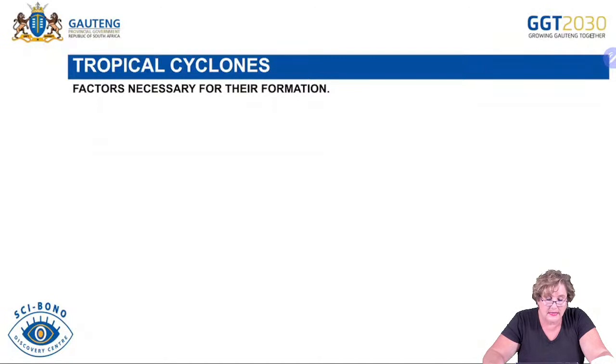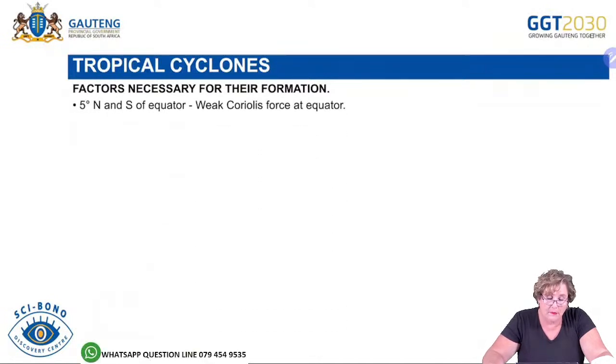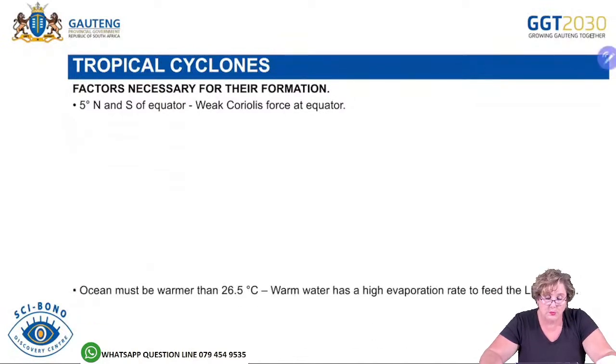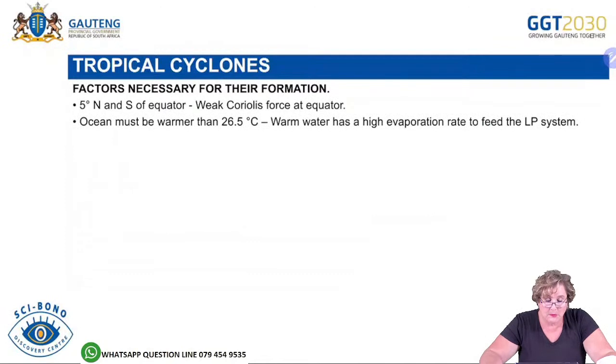Which are the factors necessary for the formation? It needs to develop at 5 degrees north and south of the equator. Why? Because at the equator we have a weak Coriolis force, and the tropical cyclones need the force of the Coriolis force to move. The ocean must be warmer than 26.5 degrees Celsius. That means the minimum temperature for a tropical cyclone to develop is 26.5 degrees.